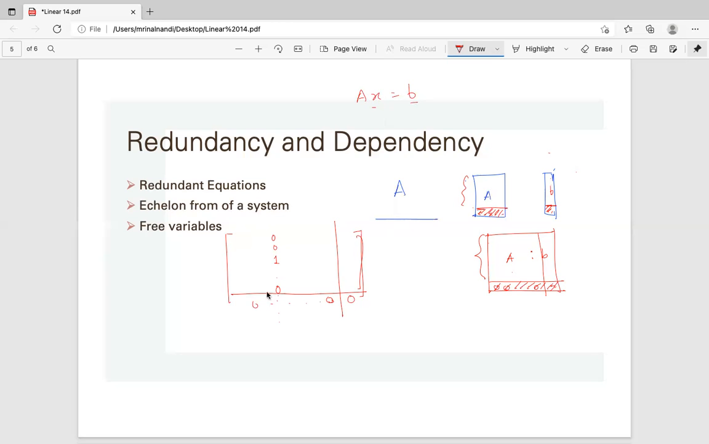Now what is the advantage of this echelon form? Now it's always 1 here, so you start with 1 here. It may not be 1 here, it may be that some 0 column is there.